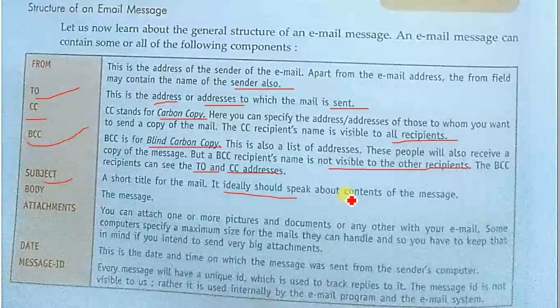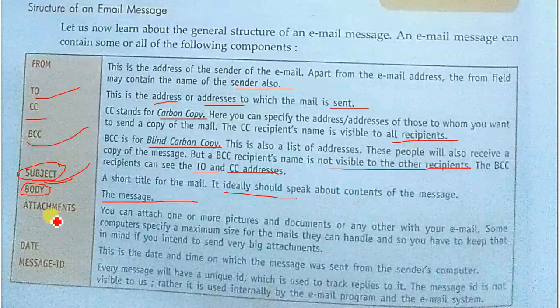Ideally it should speak about the contents of the message, about what topic the mail is written, and that's called the subject. And the body, where the subject is explained, is the actual message. Attachments: you can attach one or more pictures, documents, or anything else with your email.